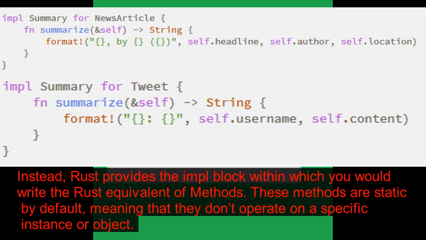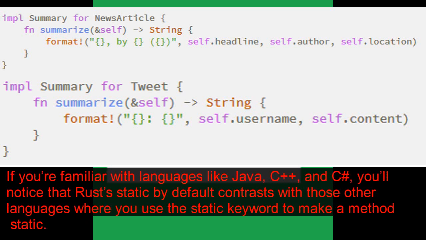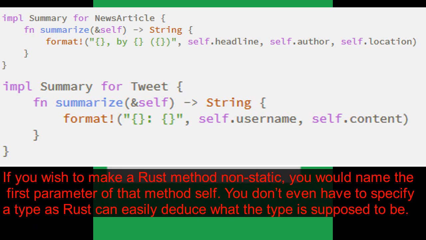These methods are static by default, meaning that they don't operate on a specific instance or object. If you're familiar with languages like Java, C++, and C#, you'll notice that Rust's static by default contrasts with those other languages where you use the static keyword to make a method static. If you wish to make a Rust method non-static, you would name the first parameter of that method self. You don't even have to specify a type, as Rust can easily deduce what the type is supposed to be.